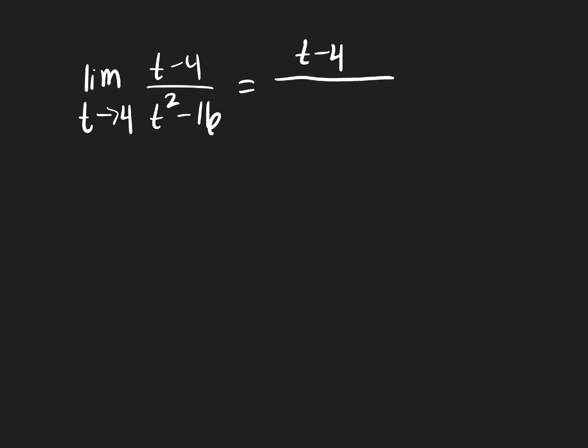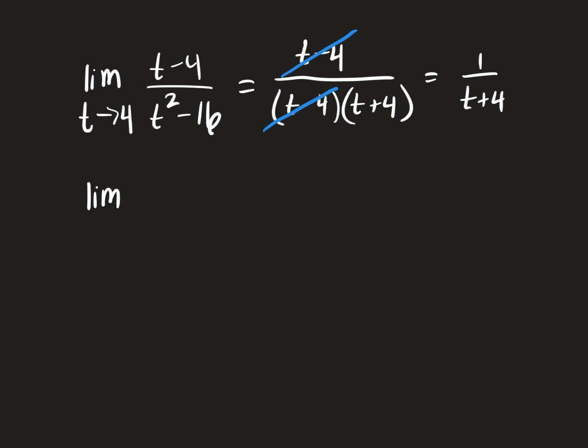Right, so that is a difference of squares. So you get t minus 4 over t plus 4. And then the t minus 4's cancel. You're left with 1 over t plus 4. So now we can find that limit. 1 over 8. That's what it sounded like. One over 8, as Mia says.